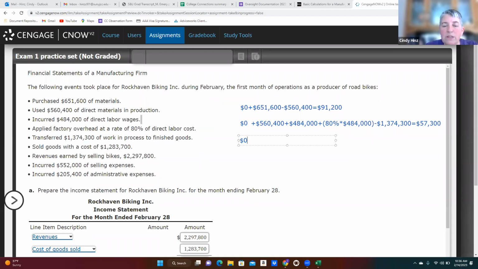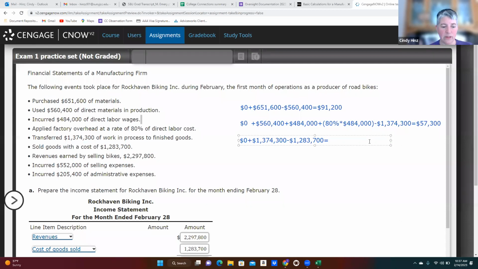Finally, for our finished goods, again, first month of operations, and so we didn't have a beginning balance. What did we add to it? Well, we were told that we transferred 1,374,300 out of work in process. That goes into finished goods. And then we sold 1,283,700 of that. So I've put the 0 in there just to be clear.